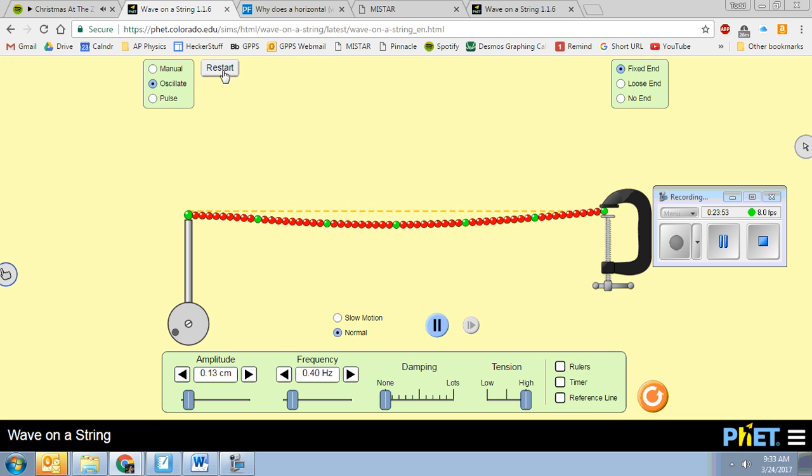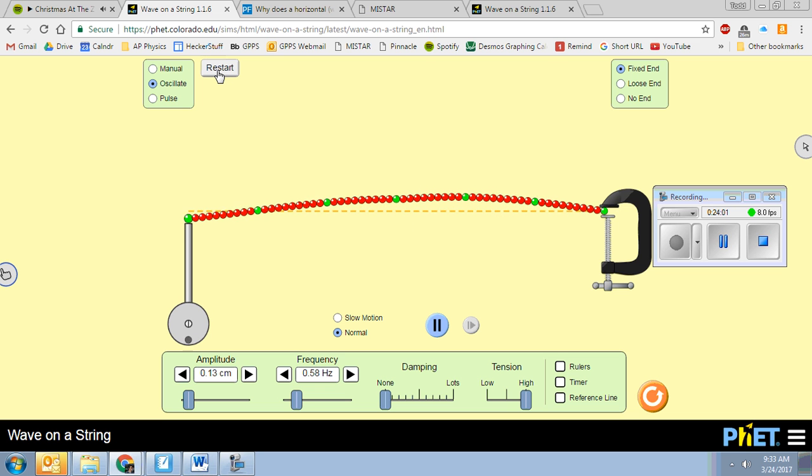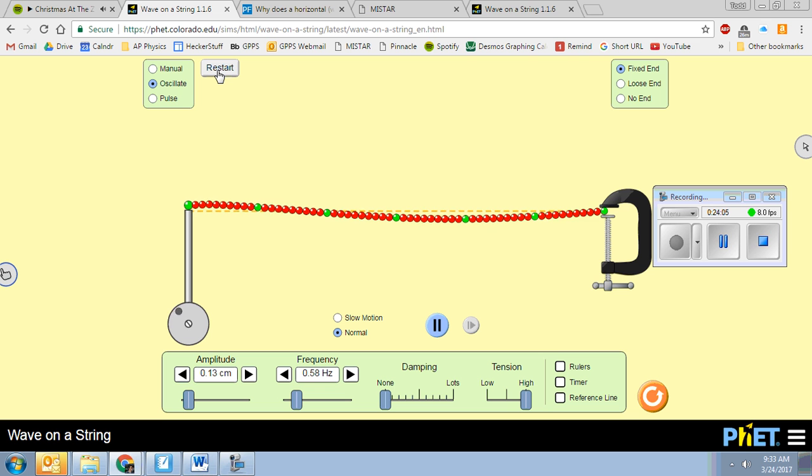I'm going to increase it, but not all the way to 0.8. So let's increase it to that. It's at 0.58 right now. So it no longer looks like it's staying in place, does it? You can kind of see it rippling back and forth, right?